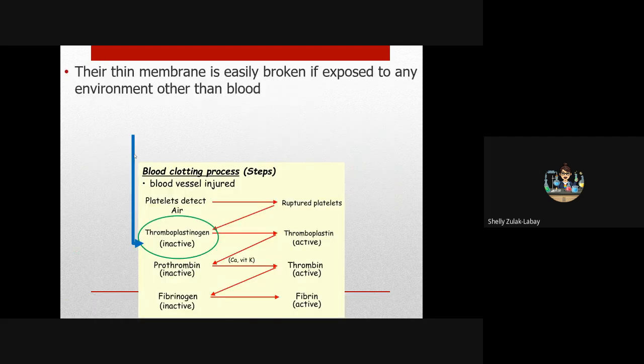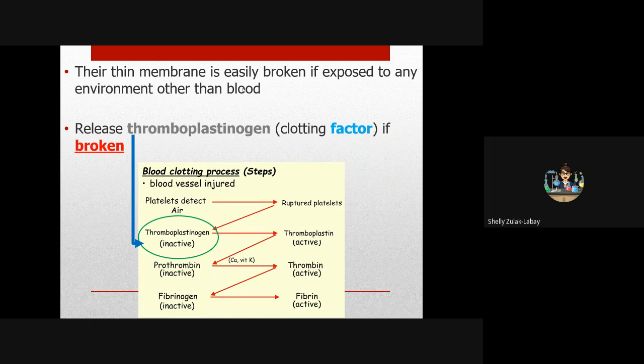So continuing on to the top of page number 9, the thin membrane of platelets or thrombocyte. Oh, sorry, we're still on the bottom of page 8. The thin membrane of thrombocytes or our platelets is easily broken if exposed to any environment other than our blood. And when this happens, they will release a clotting factor, a type of protein called thromboplastinogen, if they are broken.